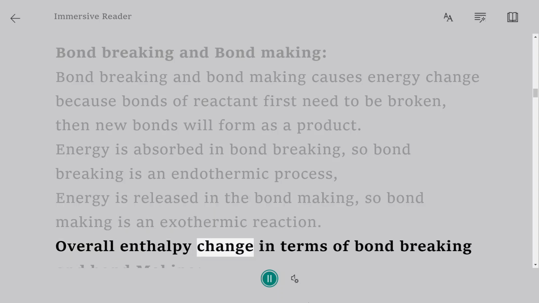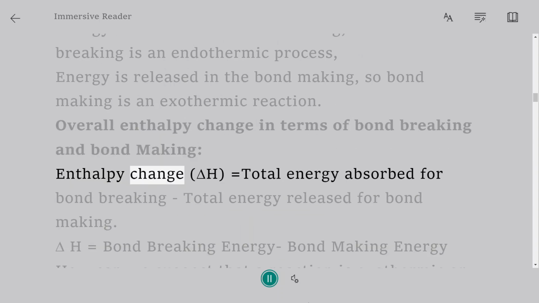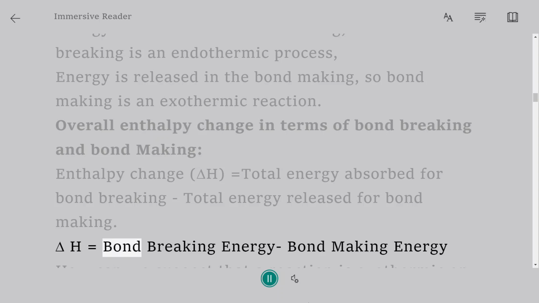Overall enthalpy change in terms of bond breaking and bond making. Enthalpy change, ΔH, equals total energy absorbed for bond breaking minus total energy released for bond making. ΔH equals bond breaking energy minus bond making energy.